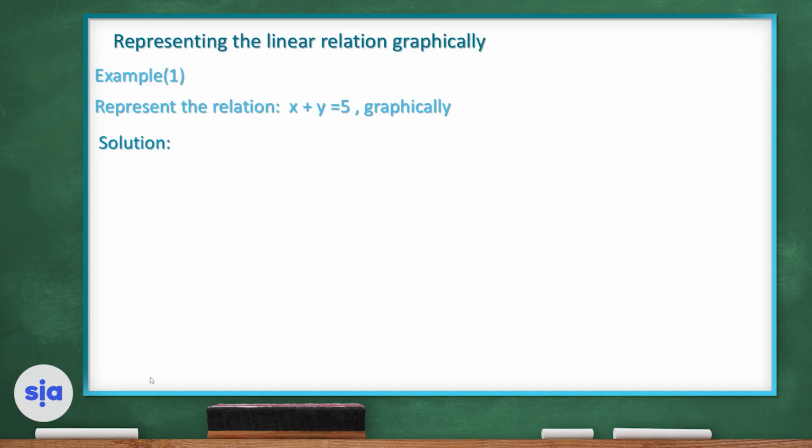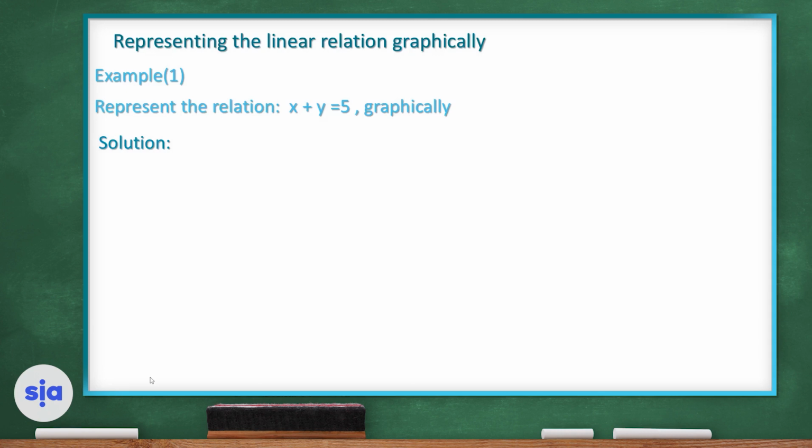If you check example 1, the question says represent the relation x plus y equals 5 graphically. X plus y equals 5, so we want two values. When we add them together, the result is 5. You can say 1 plus 4 is 5, 0 plus 5 is 5, 2 plus 3 is 5, any two values you want. And we can represent this on a table.